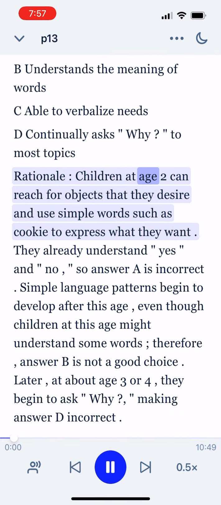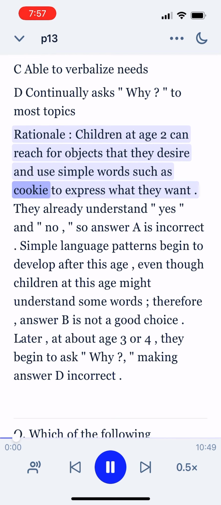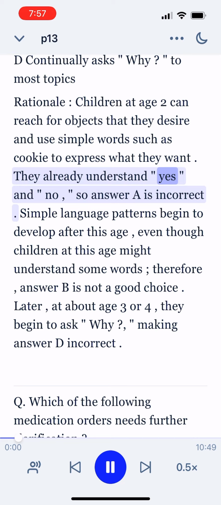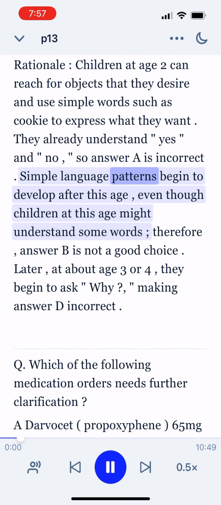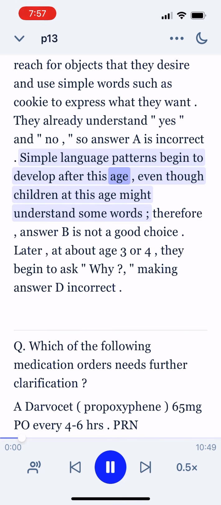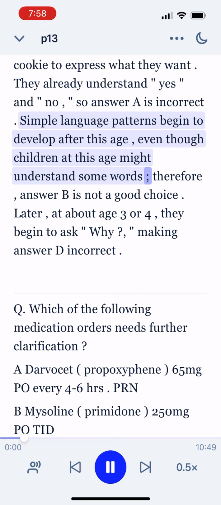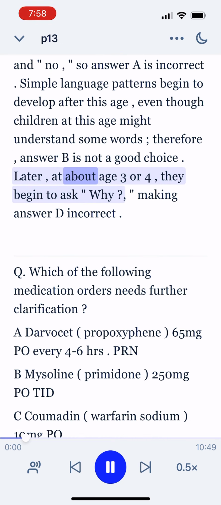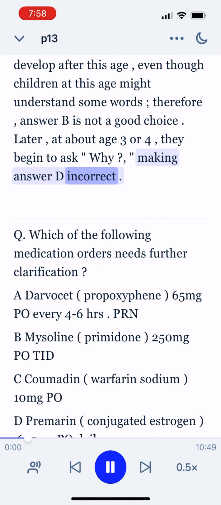Rationale. Children at age 2 can reach for objects that they desire and use simple words such as "cookie" to express what they want. They already understand yes and no, so answer A is incorrect. Simple language patterns begin to develop after this age, even though children at this age might understand some words. Therefore, answer B is not a good choice. Later, at about age 3 or 4, they begin to ask why, making answer D incorrect.